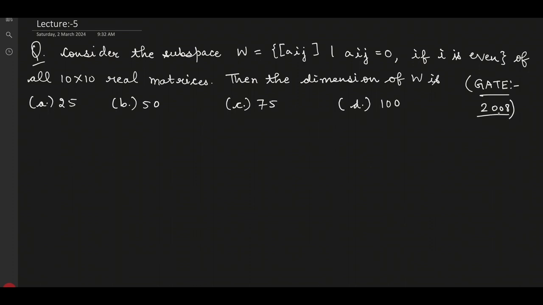It is 50. Tell me the reason. See, it is a 10 cross 10 matrix, so the total number of elements would be 100. But even number rows are zeros. So we are left with 5 rows with non-zero elements. So 5 into 10, 50.